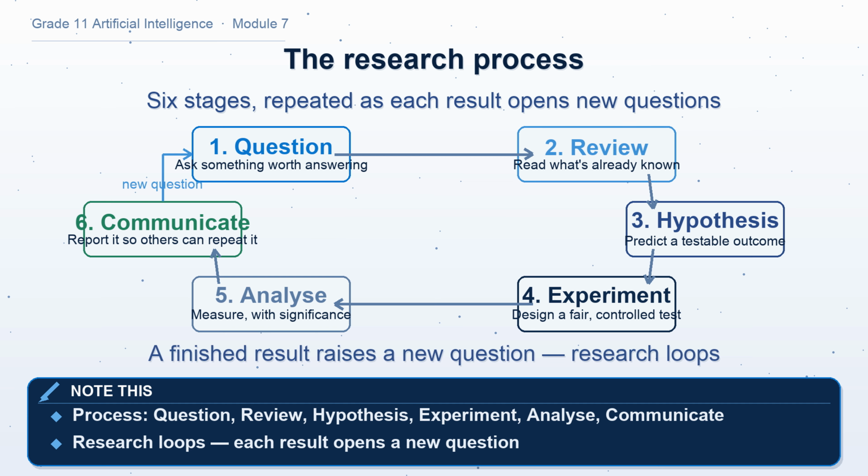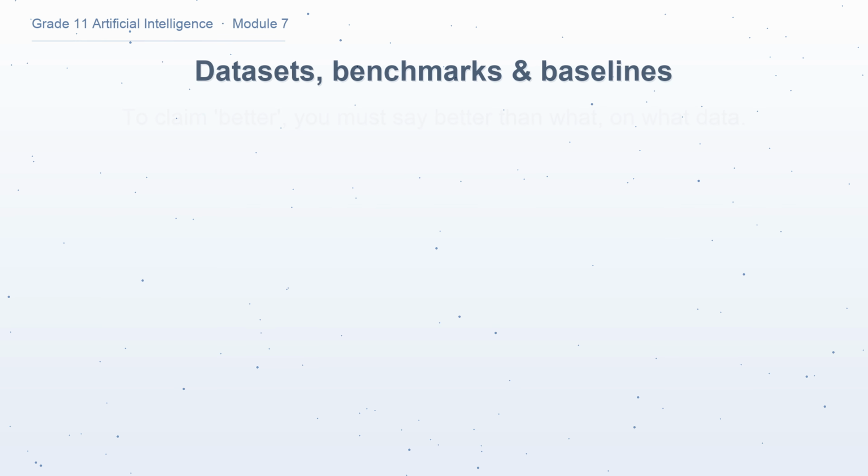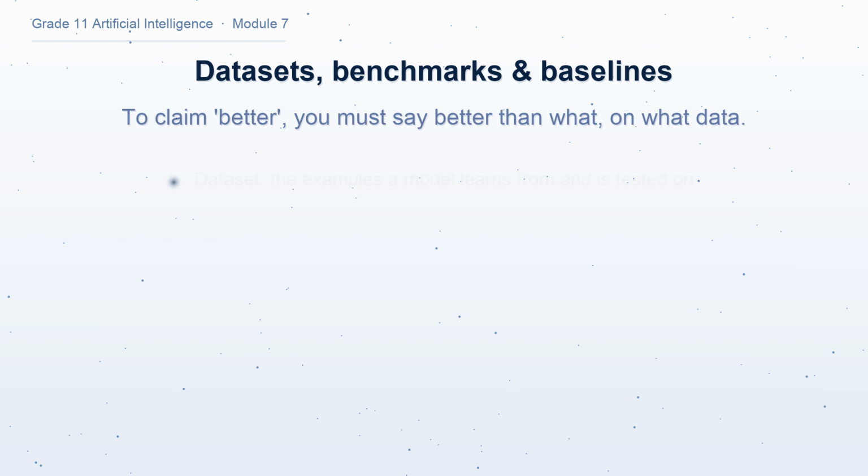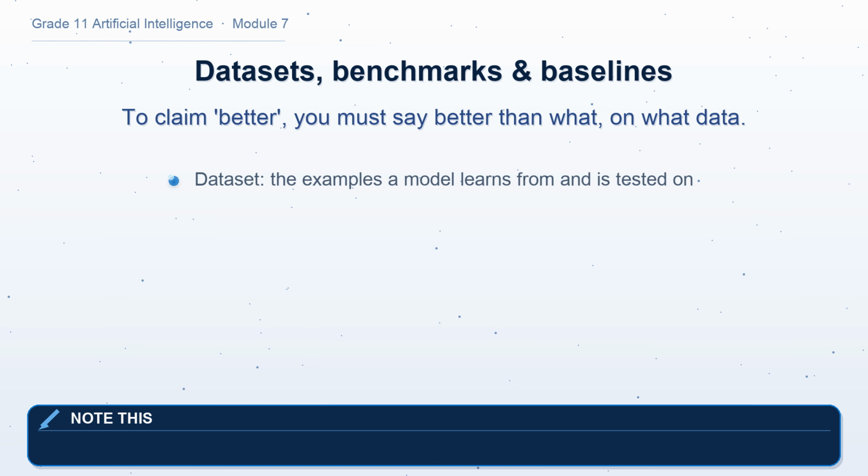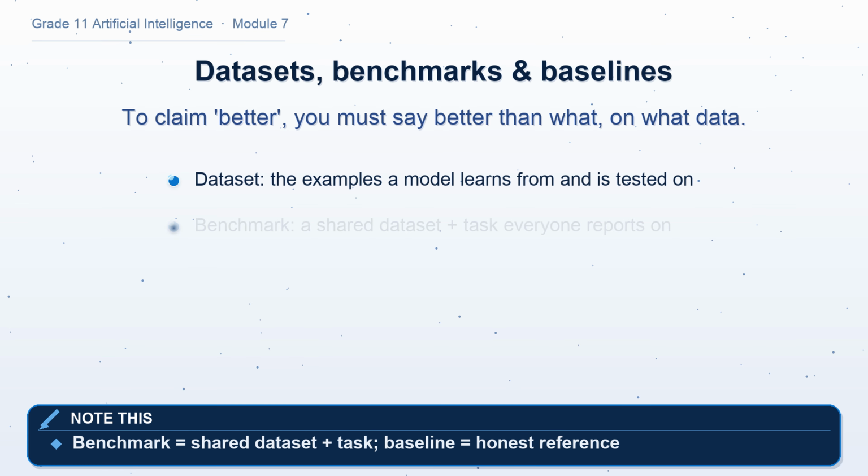Let's look at the materials a fair experiment needs. A fair experiment needs 3 things. First, a dataset, the examples a model learns from, and a separate set it is tested on. Second, a benchmark, a shared dataset and task that everyone reports on so results can be compared fairly. Third, a baseline, a simple, honest reference that a new method must beat.